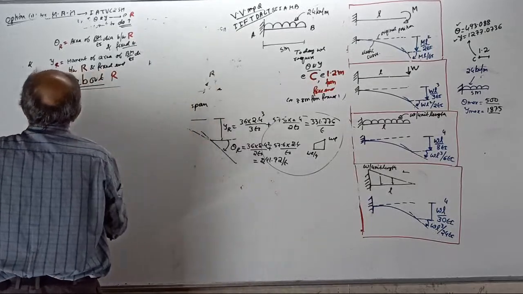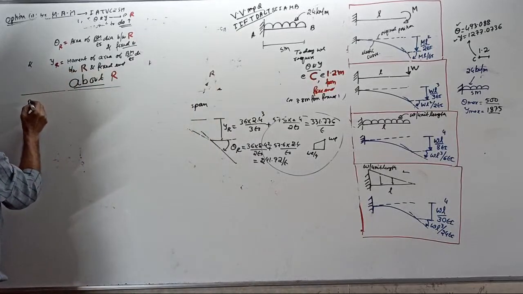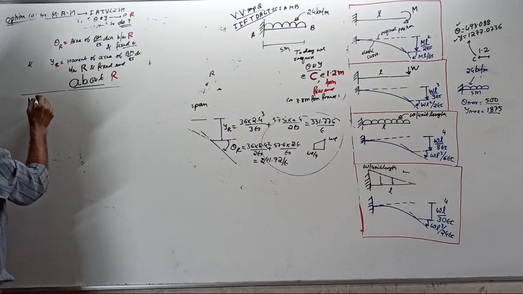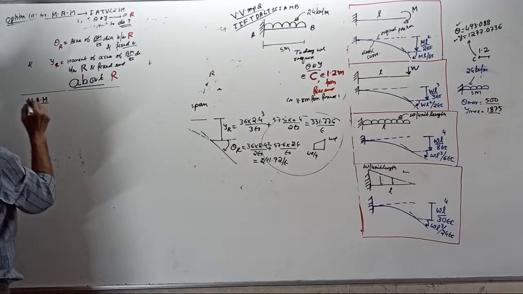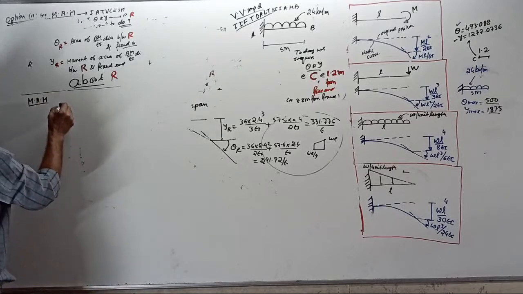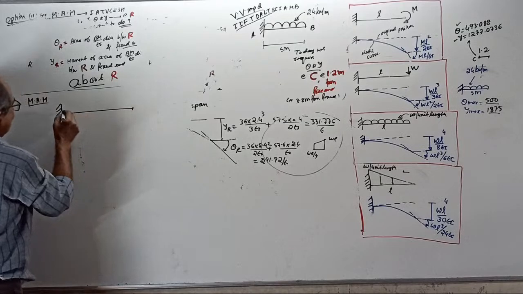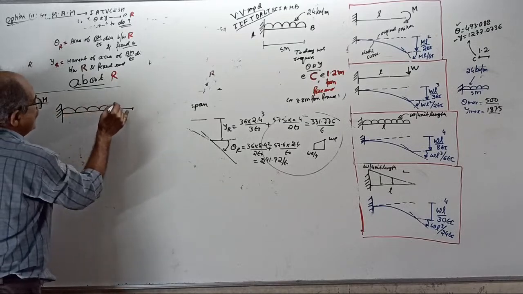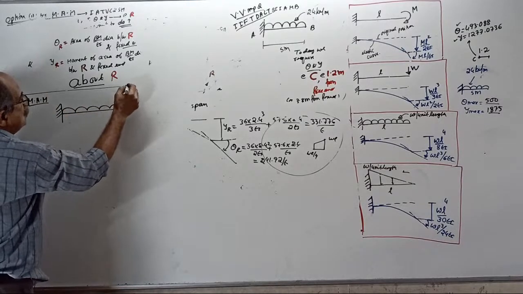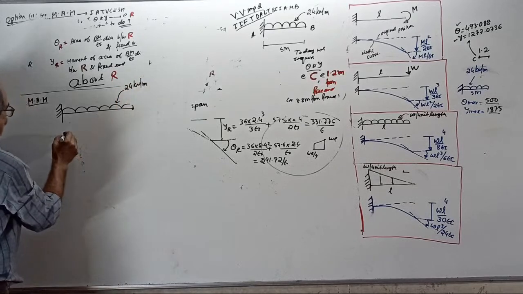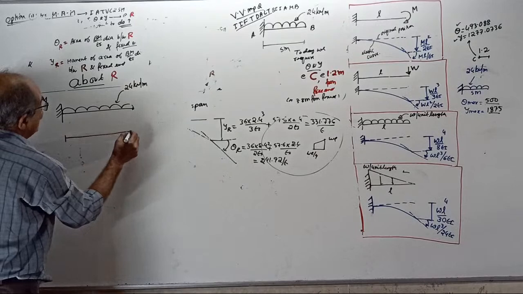First, go for the moment area method, not the basic concept. Correctly draw the beam. It won't take much time. See, this is the UDL of 24 kilonewton per meter. The span of this beam is what?